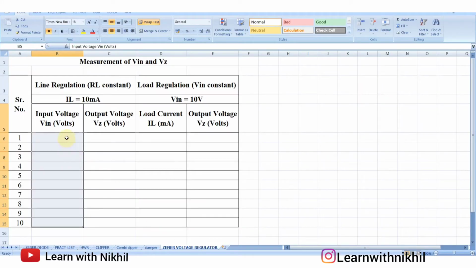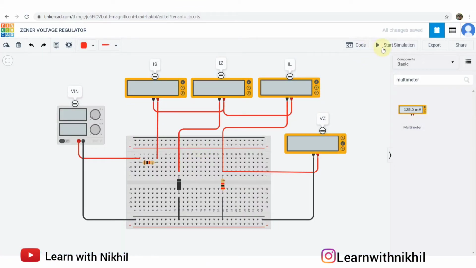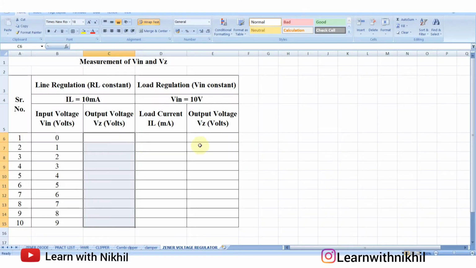Now we have to vary the input voltage. We'll vary it from 0, 1, 2, 3, 4, 5, 6, 7, 8 till 9. 0 to 9 will vary the input voltage and we'll measure the output voltage. So to begin, we'll start the simulation. Input voltage is 0. When the input voltage is 0, every current and voltage is 0. So here the output voltage will be 0.